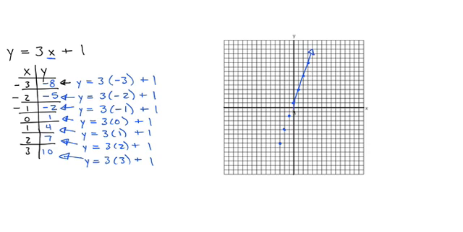The reason I put arrows on the end is that I picked the numbers -3 to +3, but there's no saying I couldn't have picked 4, 5, 6, 7, 8, 9. So these arrows are showing that this line keeps on going. I could have picked lots of different numbers.